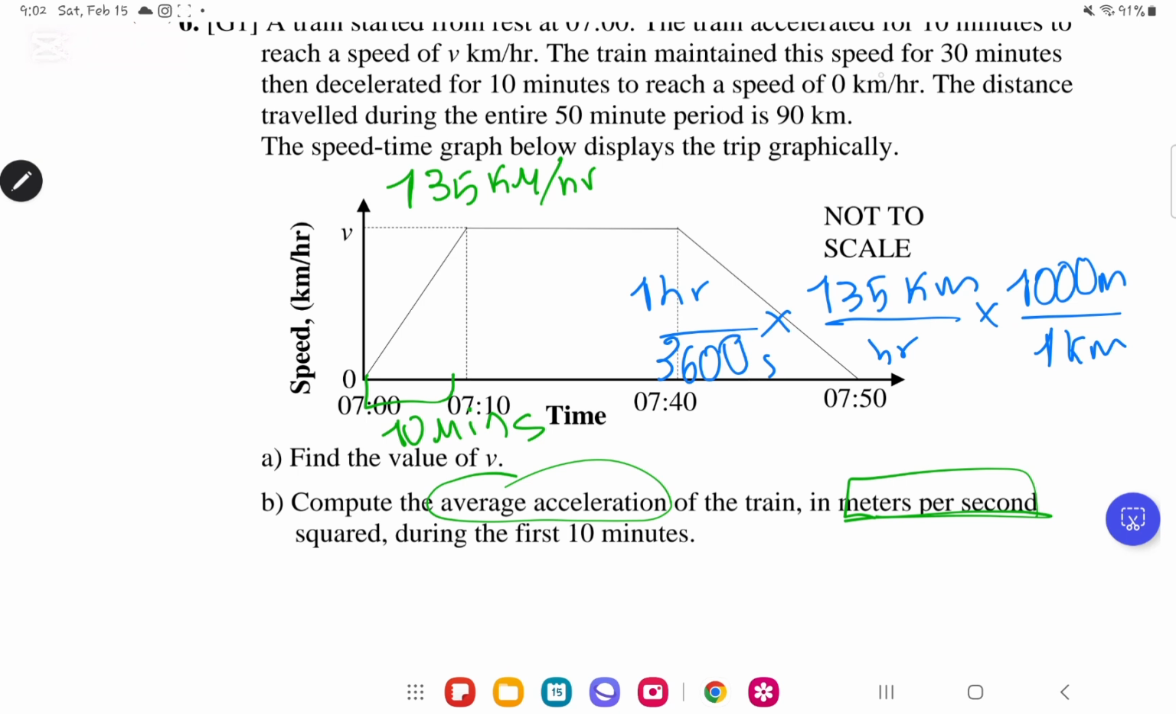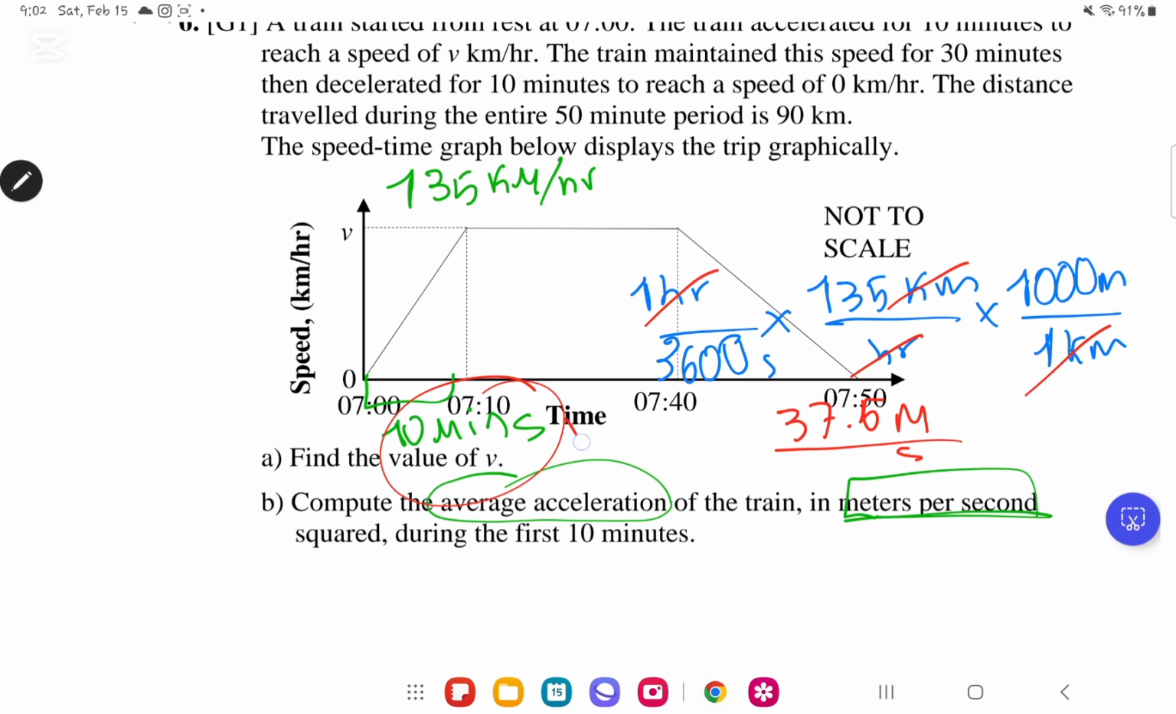Now pay attention to how I place them. Why did I place this on top and this on the bottom? The idea is we need to cancel the kilometer per hour. So 1,000 meters per 1 kilometer, you cancel kilometer and kilometer. 1 hour per 3,600 seconds, you cancel hour and hour. What's going to be left is 135 times 1,000 meters over 3,600 seconds, and you get 37.5 meters per second. Alright, so we finished with this part.